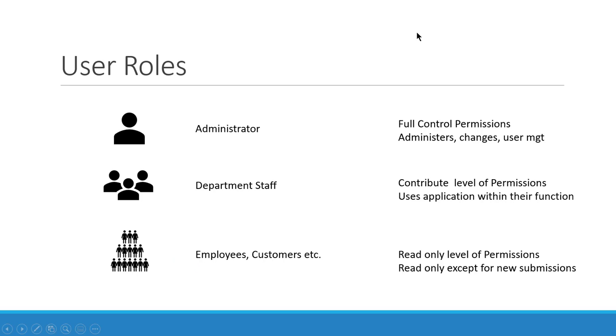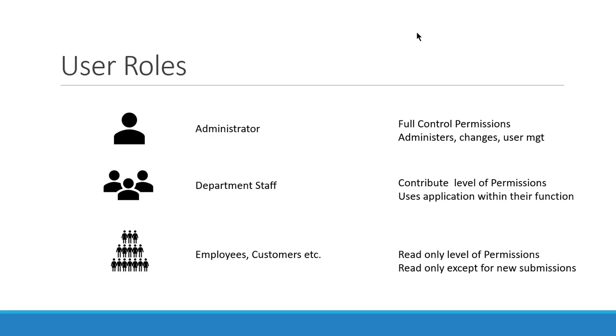Okay, so let's first of all look at the user roles that are defined in a consistent way across all these departments. First of all, the top role is the administrator. This is the person that is controlling the application, that actually manages the application. They have full control to change the application, to get at any data, that type of thing, and also do user management, adding users, and so on.